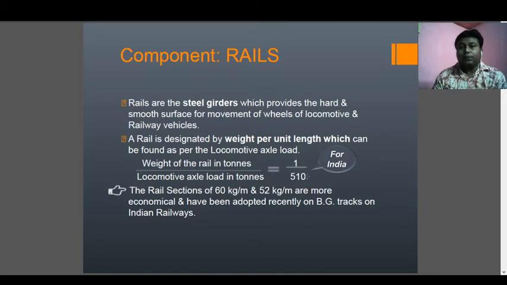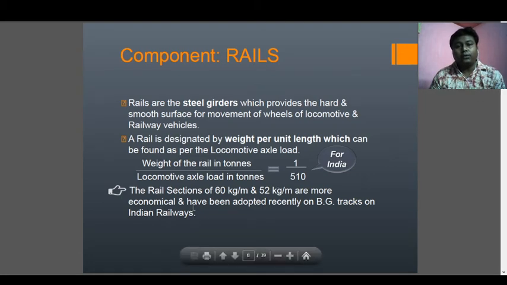Here it is 1 by 510. The 510 is for the Indian scenario. This load is the locomotive axle load in tons. This 510 ton is only for the Indian aspect. If you move to any other country, this value will be different. The rail sections of 60 kg per meter and 52 kg per meter are more economical and have been adopted recently on BG, which means broad gauge, tracks on Indian Railways.